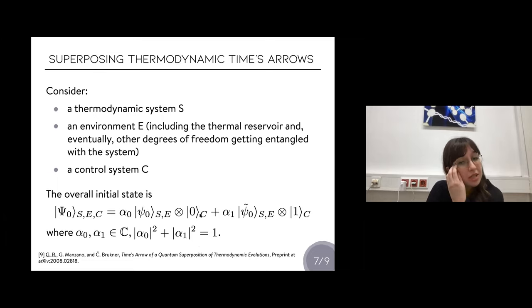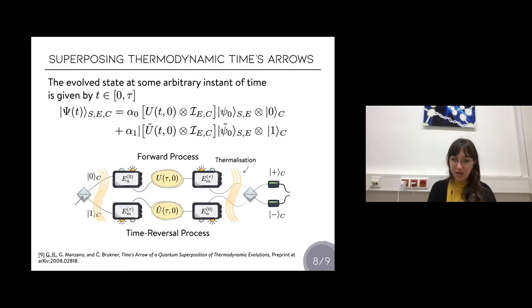Whenever my control system is in the state zero, then I start from the initial state of the so-called forward process. And whenever it's one, I start from the initial state of the backward process. And then I'm going to perform my quenches depending on the initial state of my quantum superposition. So the situation would be the following. Whenever the state is zero, then I'm going to perform a forward thermodynamic quench, which could be anything, described by the unitary U, on the state psi zero. And whenever it's one, I'm going to perform the time reversal of that quench on the state psi zero tilde.